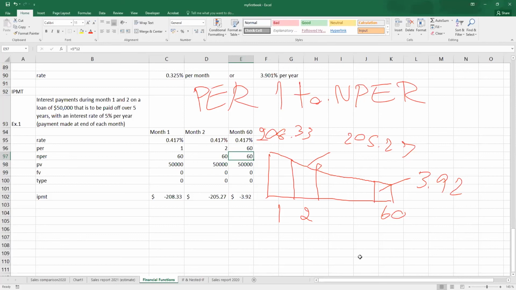Okay, this is the first example of the IPMT function. For the next example, please do it by yourself, for the interest payment with NPER for IPMT.